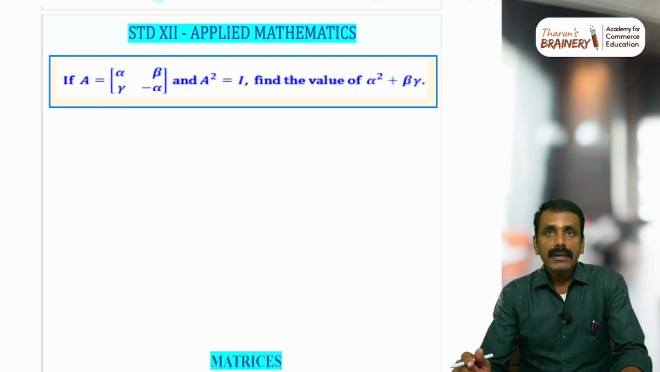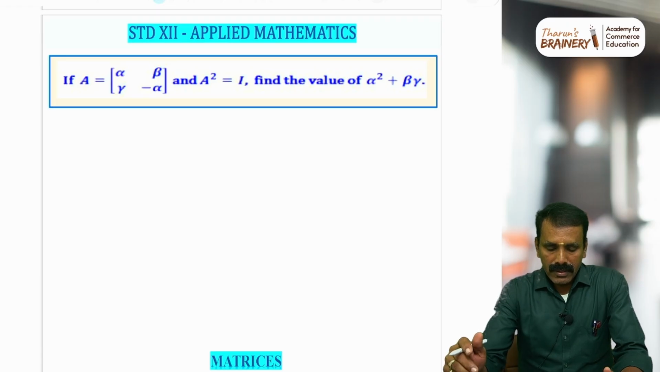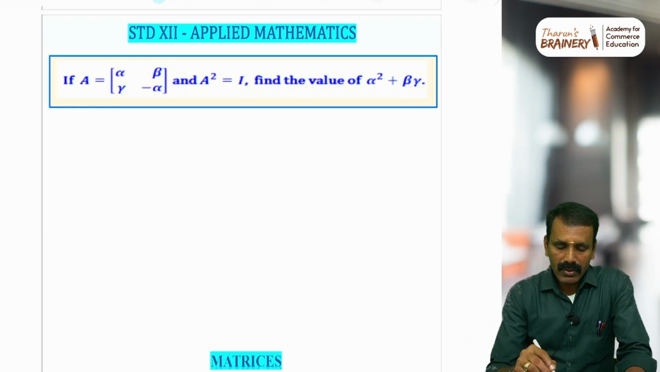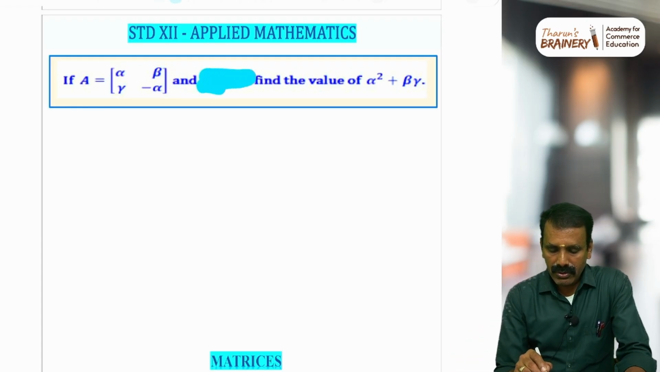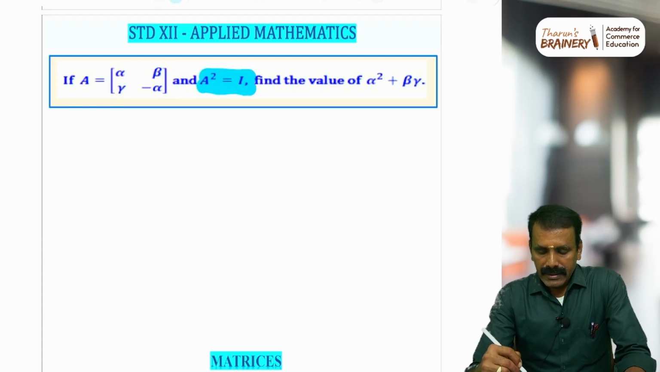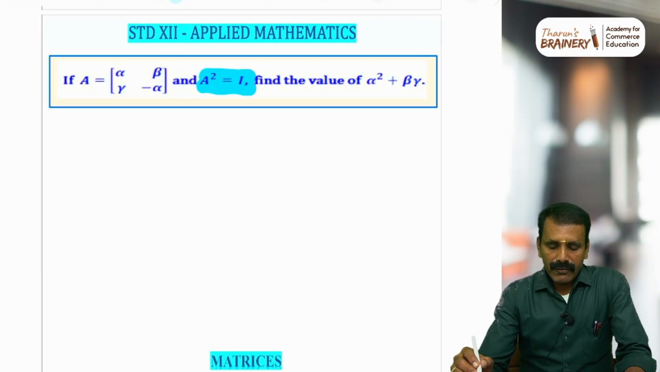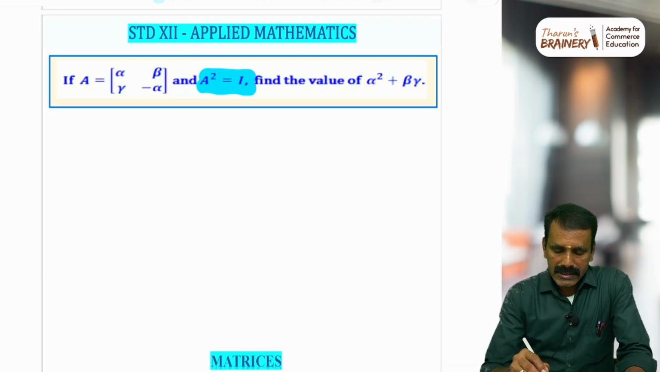Now read the question. If A is equal to alpha, beta, gamma, minus alpha and A square is equal to I, then find the value of alpha square plus beta gamma. What is the value for alpha square plus beta gamma? We try to find the value for this expression, A square, and equate it to I.